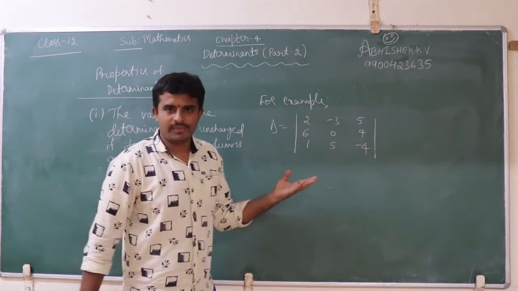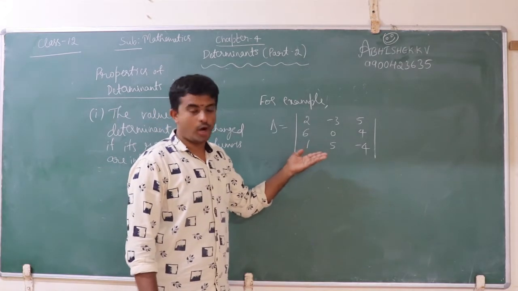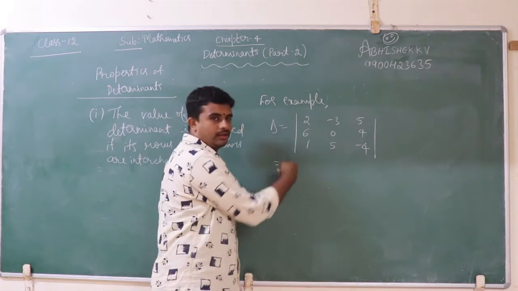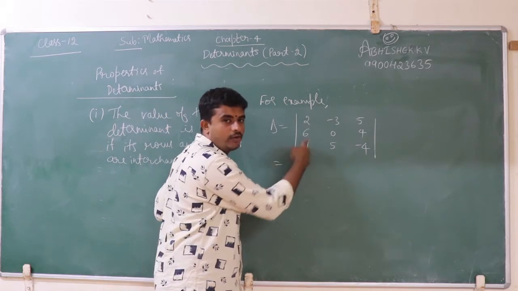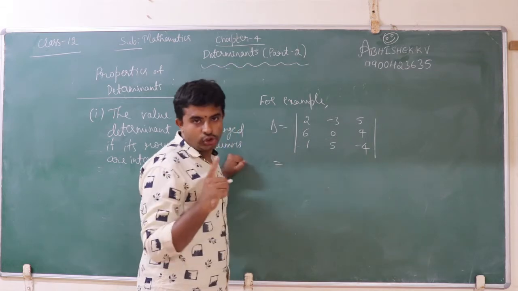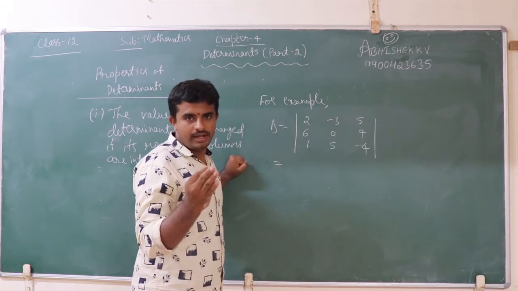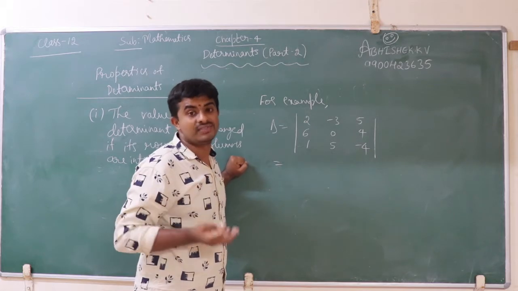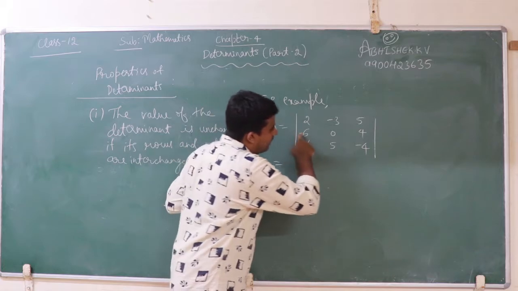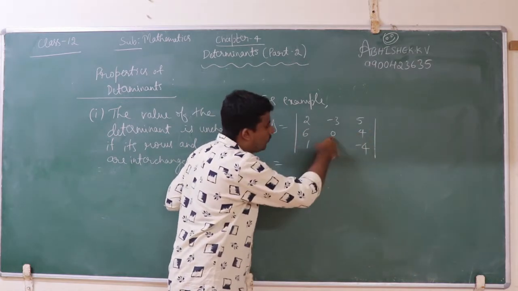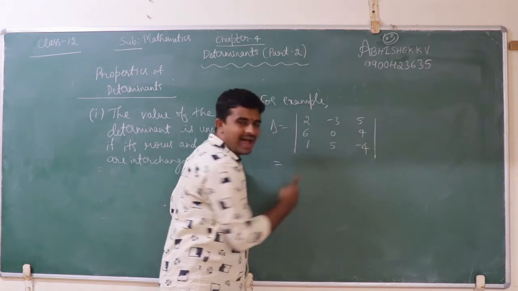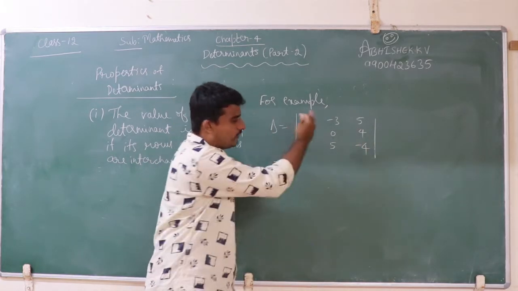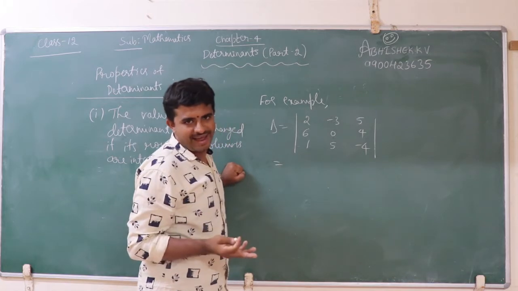What is the value of the determinant? We already know how to proceed for 3 cross 3 matrices, right? See, this is of order 3 by 3. And I already told you, you should expand along a row or a column which contains the maximum number of zeros, right? Here, R2 has one 0 and C2 has one 0. Better to go through R2 instead of C2. C2 also gives the same answer.